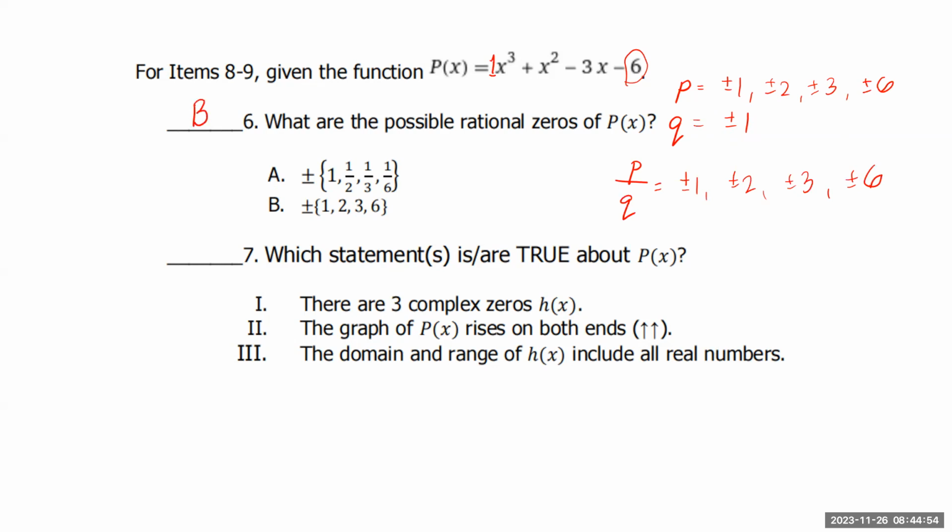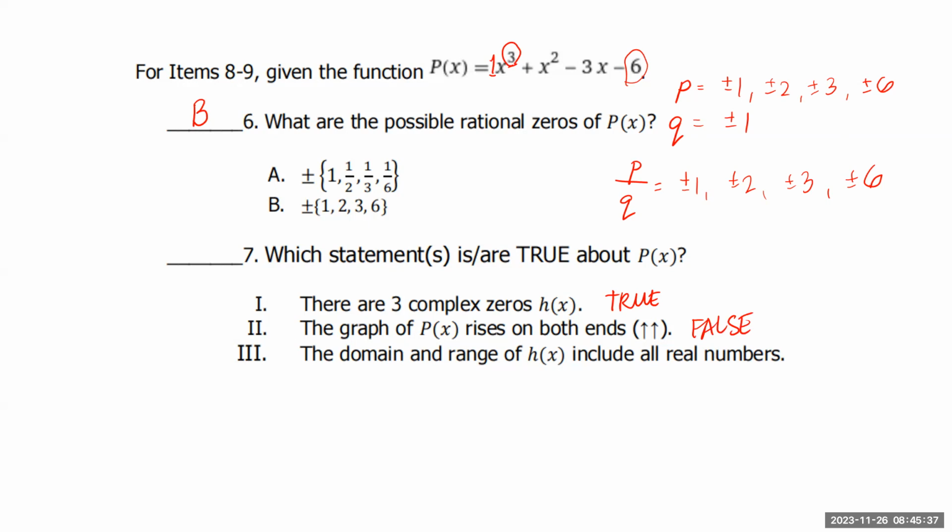And for number 7, which statement or statements are true about p of x? Let's look at them one by one. Statement 1 says that there are 3 complex zeros. This is true because the degree is 3. Statement 2, the graph of p rises on both ends. That only happens if we have an even degree and positive leading coefficient. However, p has an odd degree. So this is false.